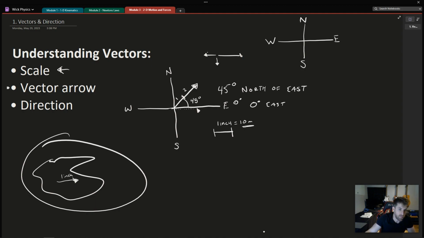So that's scale. We have our vector arrow, we have direction. Okay. So that's just something that you need to have in your brain mind socket. Okay. These arrows are indicative of most of what you may use in the future for your engineering.